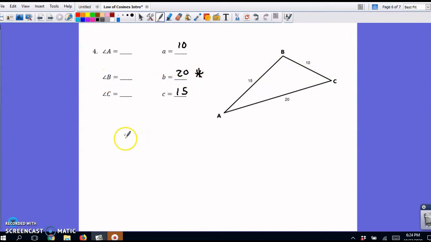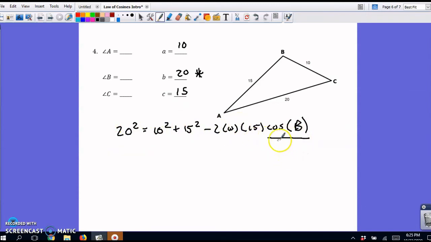So instead of, like, we could do that 20 squared equals 10 squared plus 15 squared minus 2, 10, 15 cosine of, and this would be B because we don't know what it is. Then I'm going to have to do a bunch of solving to get this answer. And I don't want to do that when my calculator can do all this for me. So let me show you on here what we're going to end up doing.